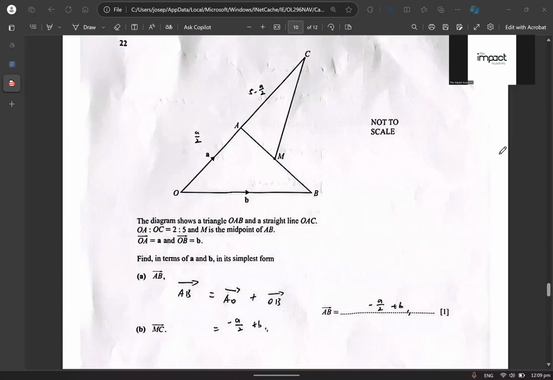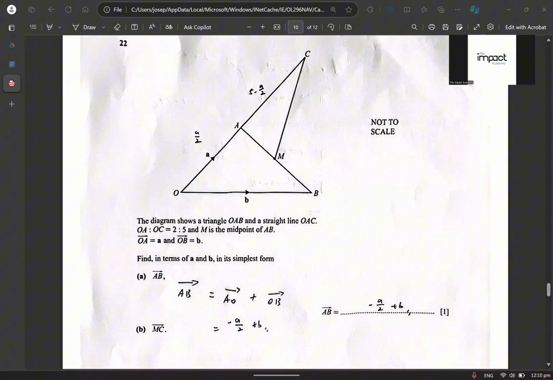So the first thing we want to do when it comes to vectors is to understand that you have to read first, right? The diagram shows a triangle OAB. Where's OAB? Can you see OAB or not? OAB is this entire thing. Can you see that? Very nicely, they have already told us that OAC is a straight line. And then they say OA is to OC is 2 is to 5.